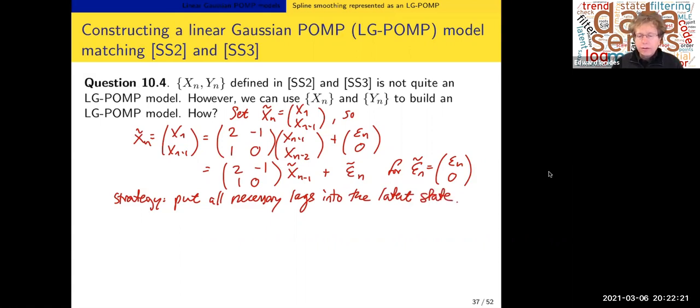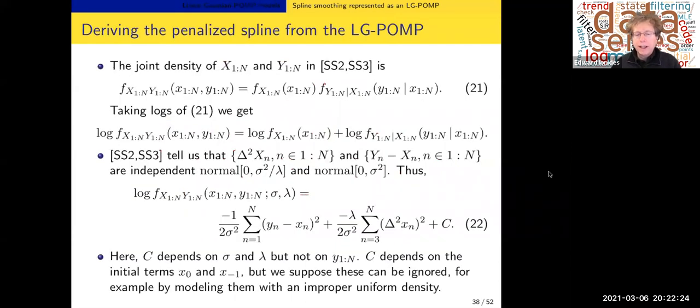Okay, so SS2, SS3 is an LG-POMP, and now we want to check that it also matches the penalized spline definition. And there's a nice little bit of algebra to do this. It's not too critical for this course, but let's go through it. And so SS2, SS3 implies a joint density of X and Y, which we can write as the density of X times the density of Y given X. And if we take logs, then the log joint density becomes the sum of the logs.